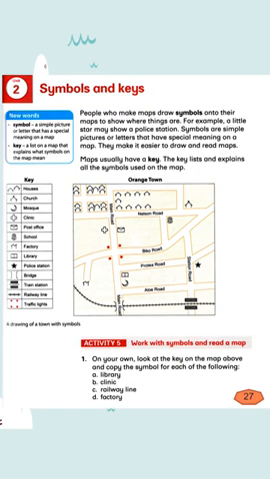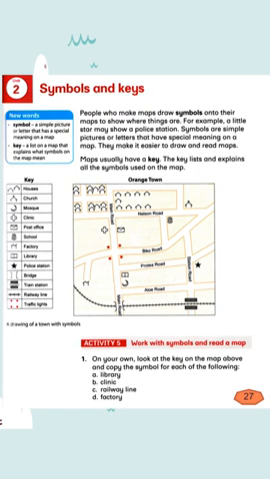Symbols and keys. Let's first look at the new words in the blue block on the left. What is a symbol? A simple picture or letter that has a special meaning on a map. What is a key? A list on a map that explains what symbols on the map mean.